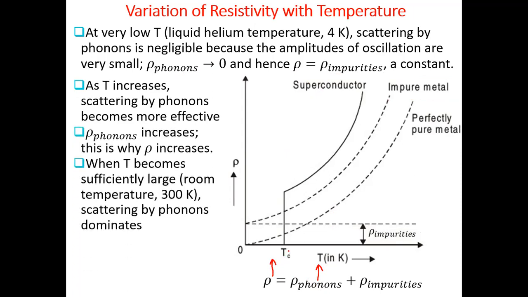And at room temperature, the resistivity due to phonons becomes predominant, and it is much greater as compared to impurities. Hence, at room temperature, the resistivity due to phonons becomes the dominant factor, and then the resistivity equals rho of phonons. Now we can neglect resistivity due to impurities at high temperature, like room temperature. Then we get rho equals only rho phonons, which is temperature dependent.